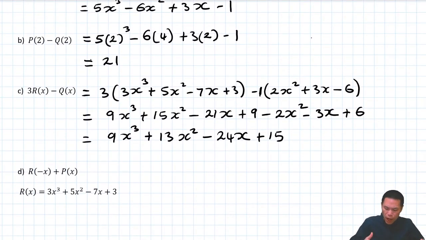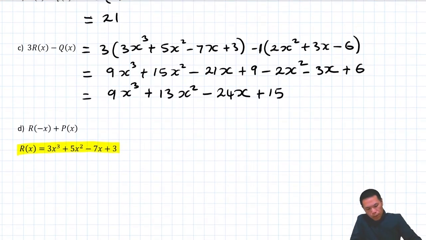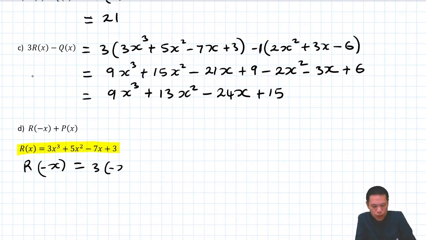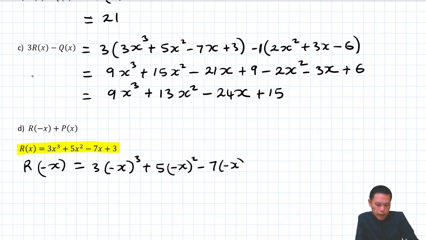So we need to find out R of negative x plus px, right? And we know that Rx is here. So we just find out R of negative x first, okay? And then we plus px. So R of negative x, I just work this out first. And this means that every time I see x, I replace with negative x. That's all it is, okay? So 3 lots of negative x to the power of 3 plus 5 negative x squared minus 7 negative x and add 3. Then I just simplify.